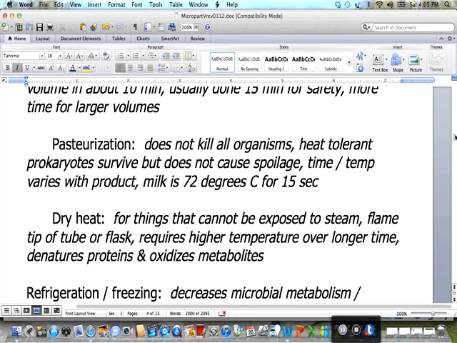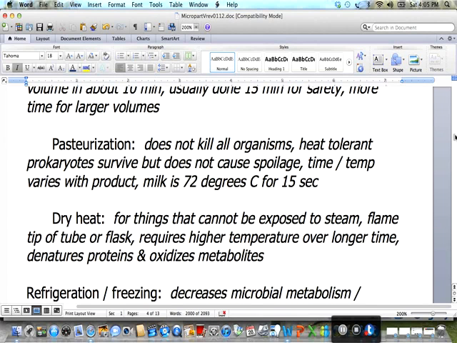Pasteurization does not kill all organisms. Heat-tolerant prokaryotes survive, but they do not cause spoilage. The time and temperature vary with the product. Milk requires 72 degrees Celsius for 15 seconds.